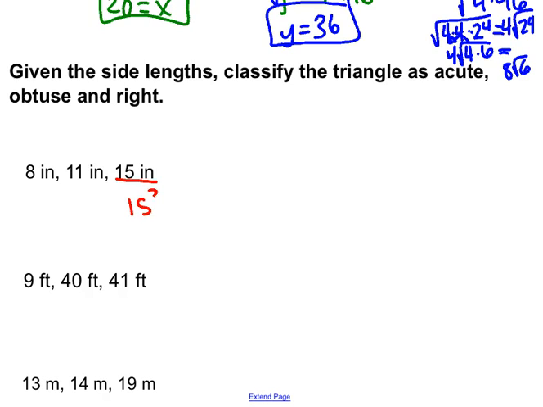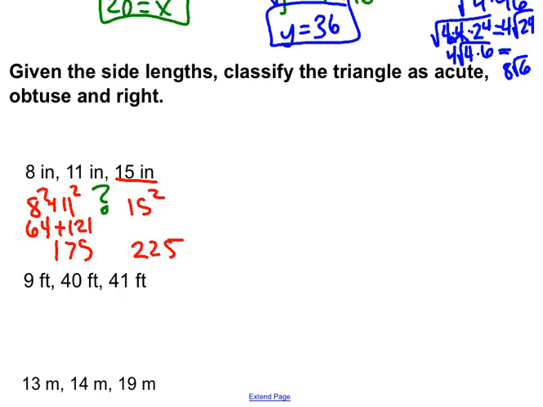So 15 squared would be where your c goes, and do 8 squared plus 11 squared. Now, I like to put a little question mark between them, because we don't know if they're equal. The goal is to figure out what is the relationship between those two sides. So now we start to evaluate. 8 squared is 64, 11 squared is 121. Add them up, you get 175. 15 squared is 225.